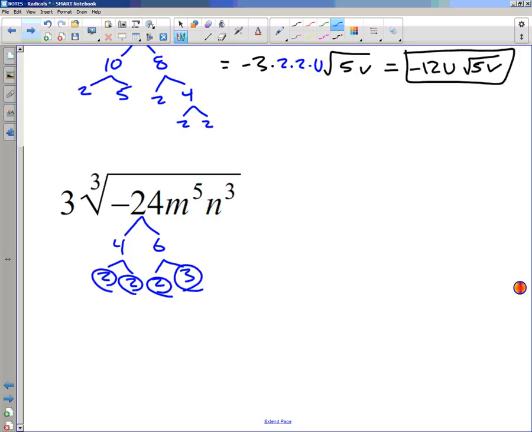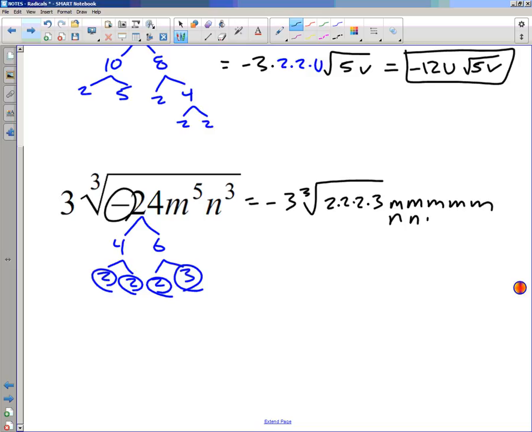So prime factorization, we've got 3 2s and a 3. So let's go ahead and rewrite this. The 3 is going to stay up front. Actually, let's go ahead and bring that negative out, so that'll make it a negative 3. There is a negative here in our original problem. 24 I'm going to rewrite as 2 times 2 times 2 times 3. We've got m to the 5, so 5 m's. And excuse me for doing this, but I got to move down to the next line. We've got also 3 n's going on in here.